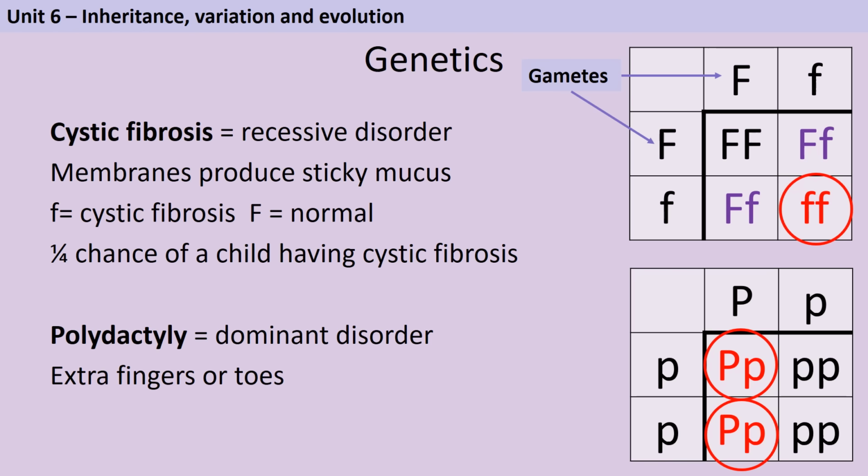Our other example of a disorder that's caused by genetics is polydactyly. And this is a disorder where people have extra fingers or extra toes. It's caused by a dominant allele, so we're going to show that with a capital letter. And what that means is that if you have that disorder, chances are you're heterozygous, and therefore 50% of your offspring are also going to have the disease.